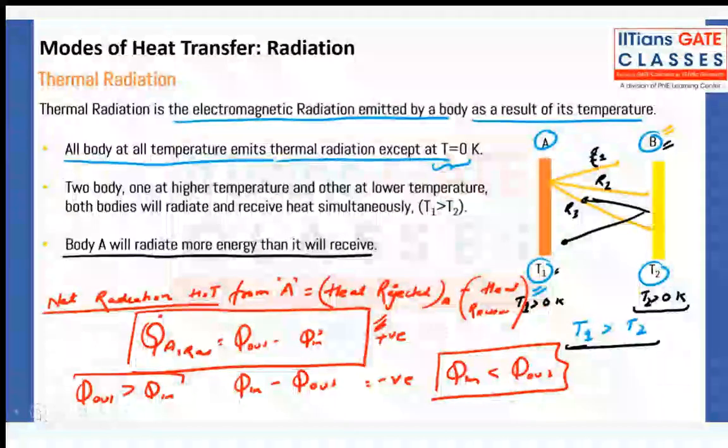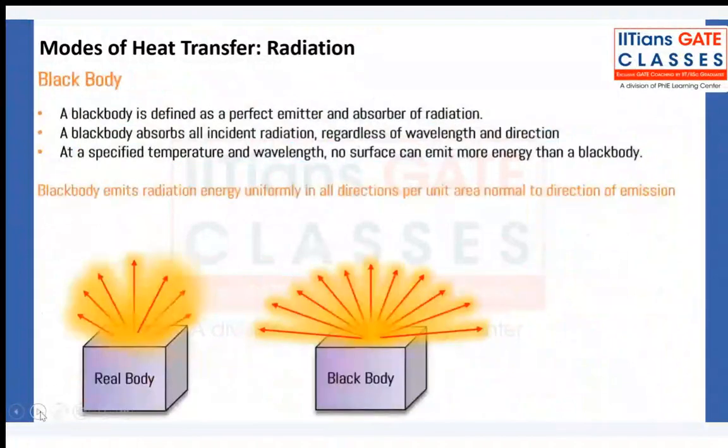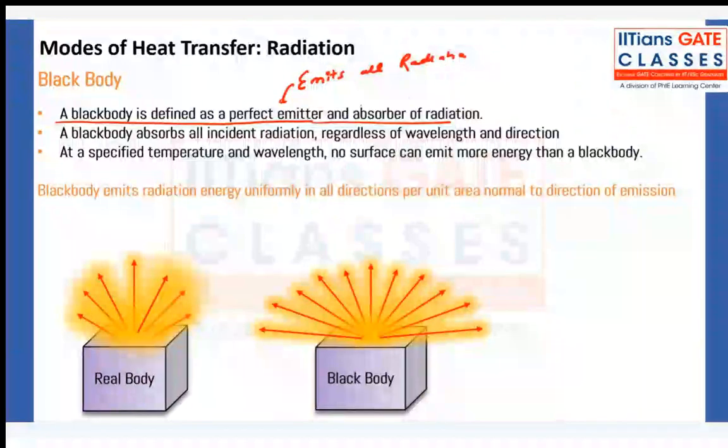Let's move on. Before we come to the last concept, the governing laws of radiation, we must understand the black body. What is a black body? We all have heard about it. A black body is defined as a perfect emitter and a perfect absorber. It emits radiation, and it also has the capability of absorbing all the radiations incident on it.